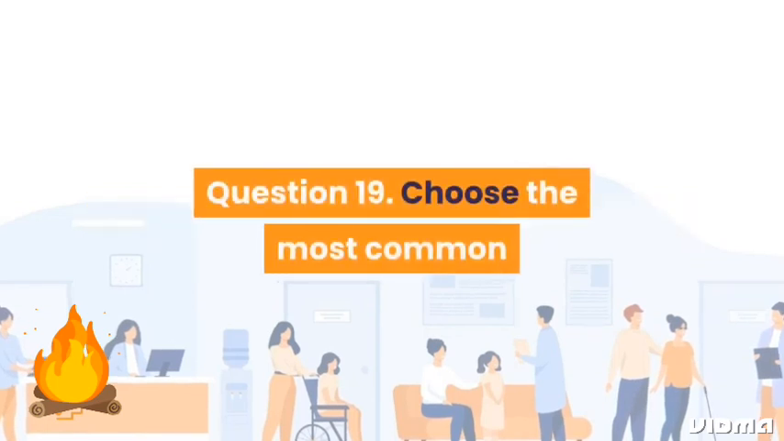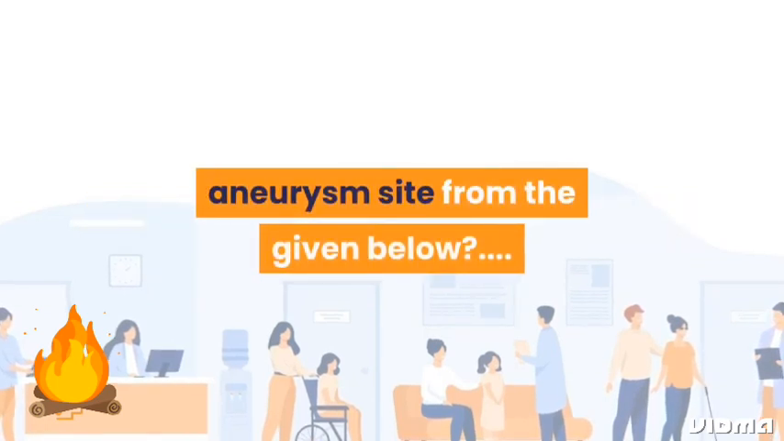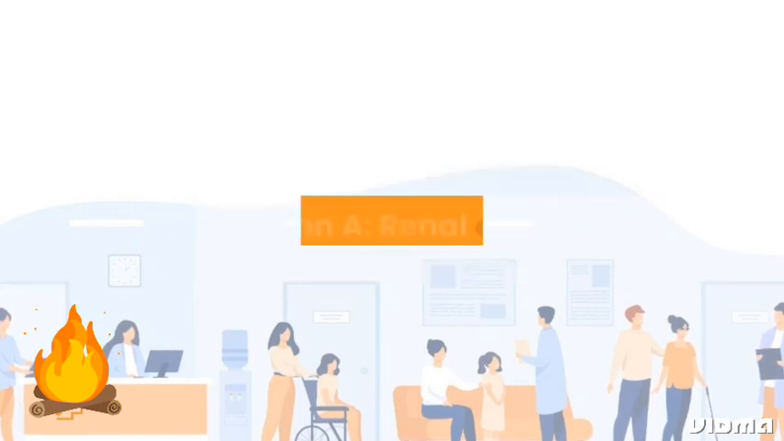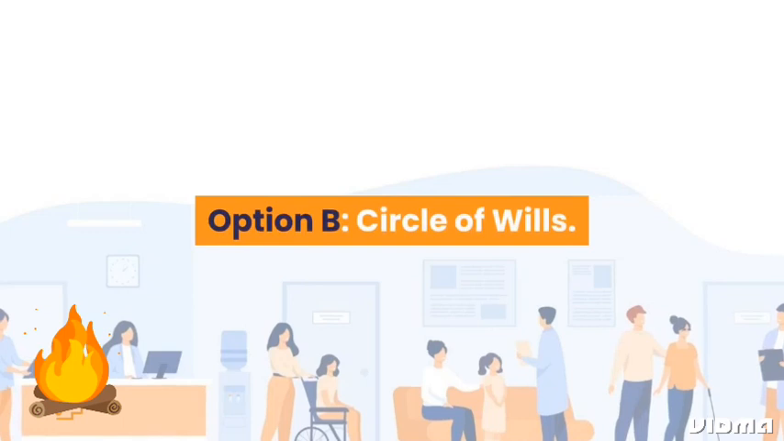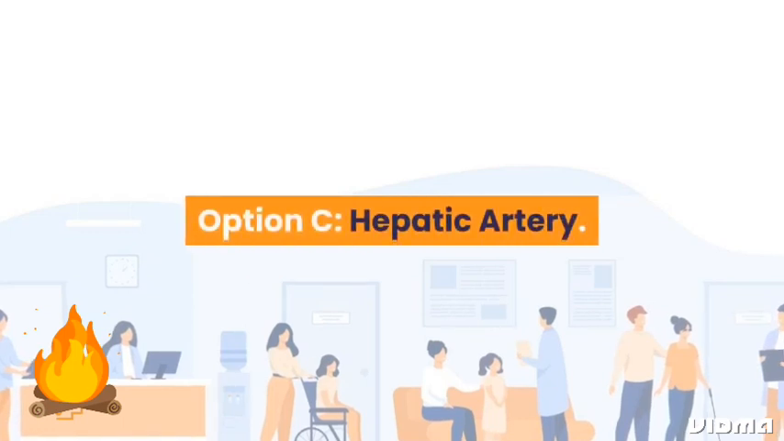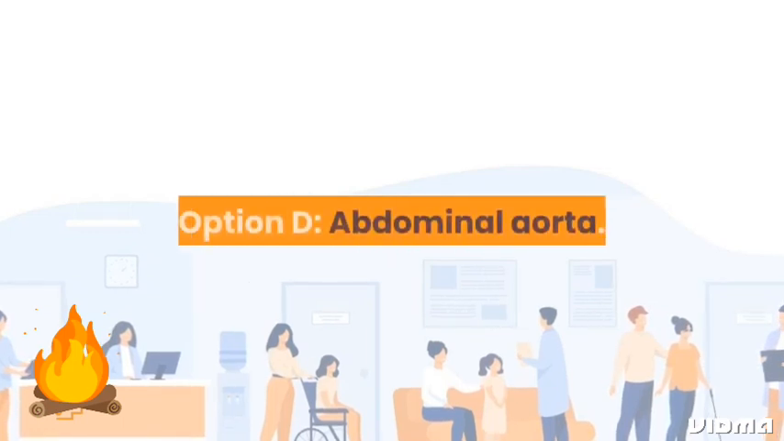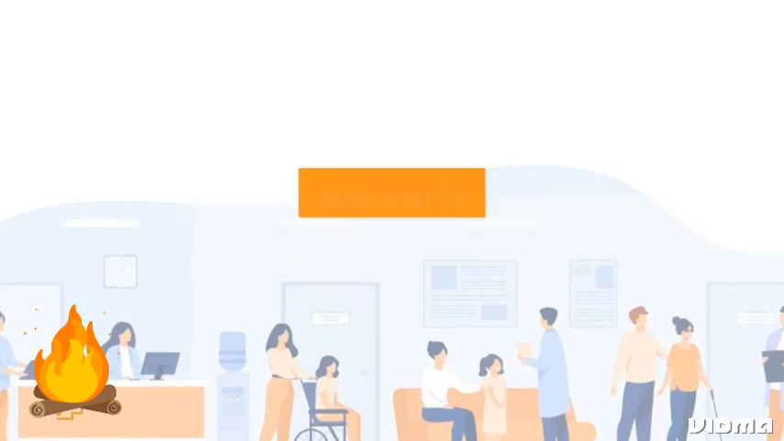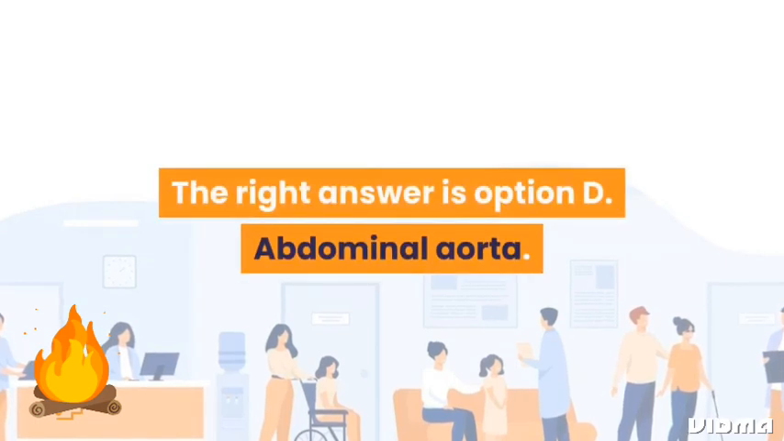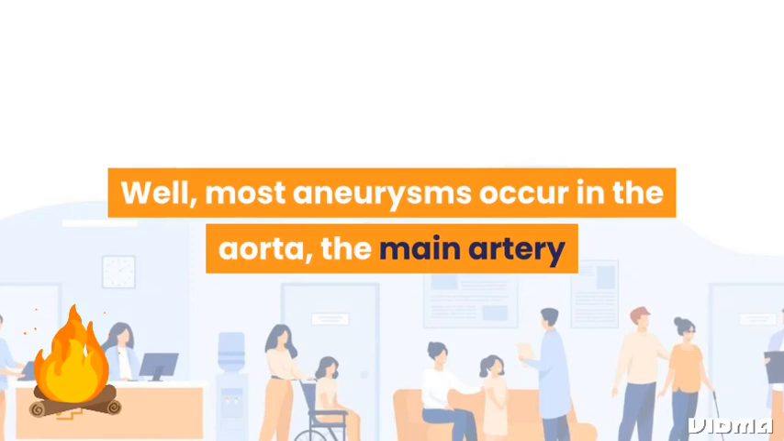Question 19. Choose the most common aneurysm site from the given below. Option A, renal arch. Option B, circle of Wills. Option C, hepatic artery. Option D, abdominal aorta. The right answer is option D, abdominal aorta.